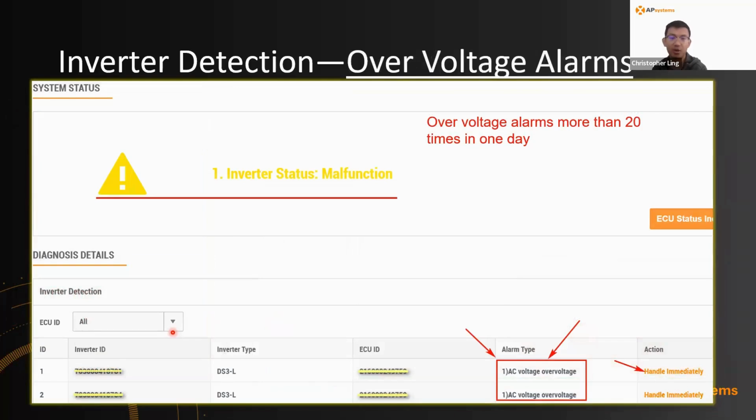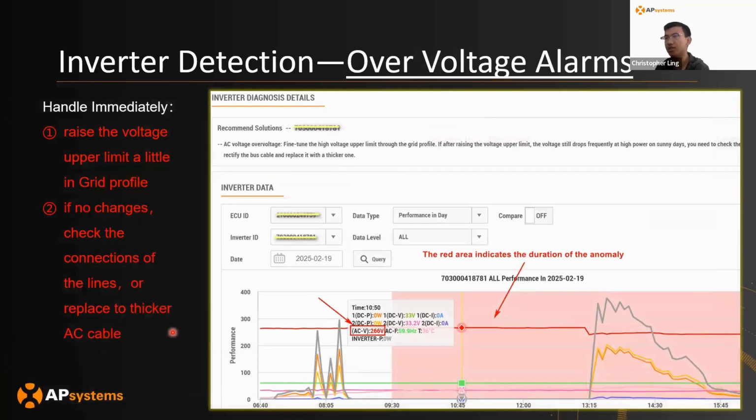We've also seen some scenarios where, if a grid is unstable, where the voltage goes over or something along those lines, it also reports an overvoltage alarm. In those scenarios, what we do in the background is increase the voltage range of what we call AC parameters. These AC parameters are the allowable voltage ranges that the microinverter expects to see.